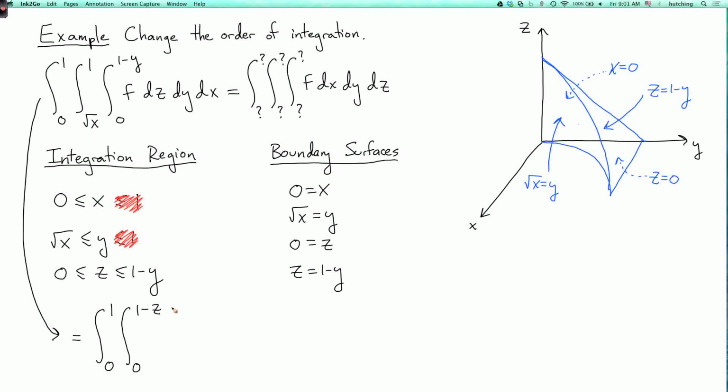And then for the innermost integral, we have to say, if z and y are fixed, then what is the range of x? So we have to look at inequalities involving x. The first one says that x is greater than or equal to 0. And the second one says that the square root of x is less than or equal to y, which is equivalent to saying that x is less than or equal to y squared. So x goes up to y squared. Then I have f dx dy dz.